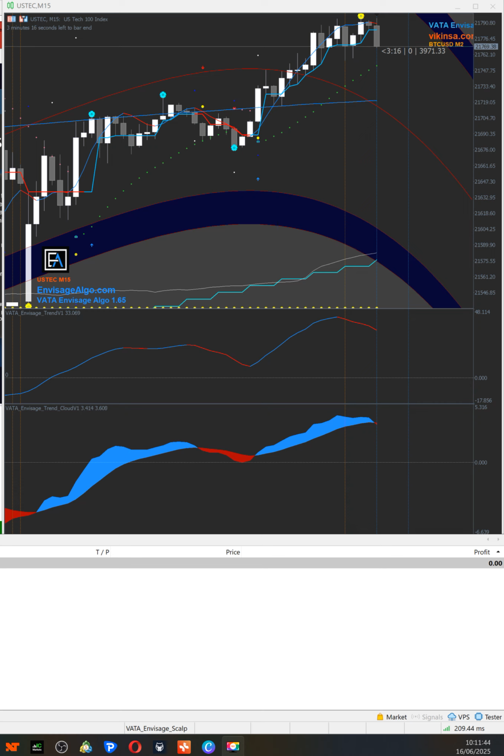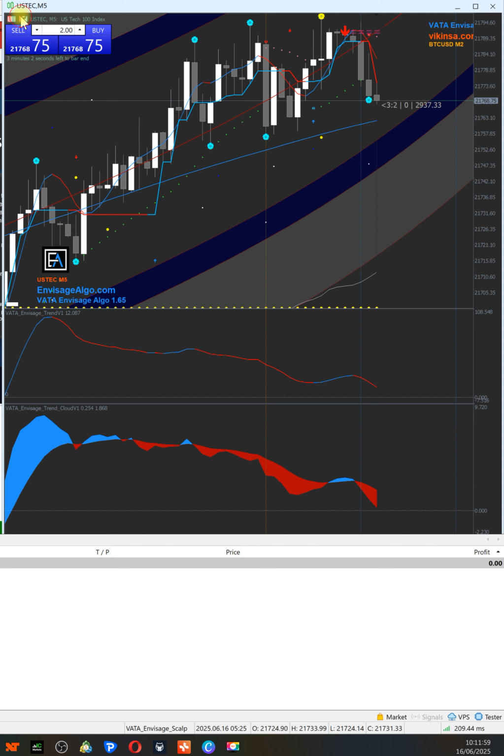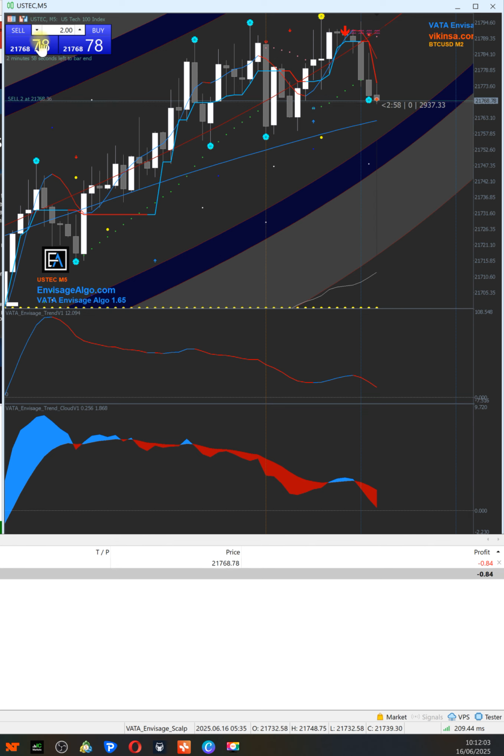Right, this is Monday, 16th of June, around quarter past 10 London time. We can see on NASDAQ the 15 minutes time frame has turned bearish. So what we're going to do is go to the 5 minutes time frame. We are a little late already, but we can still enter. I'm going to start using a smaller lot size here just to show the concept.